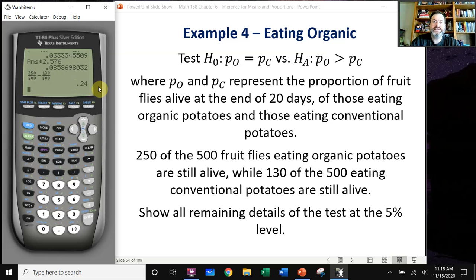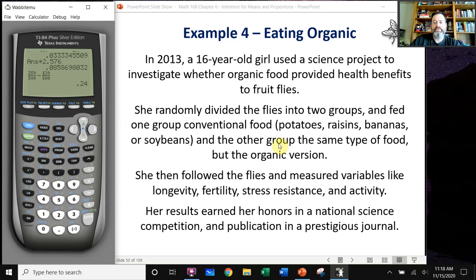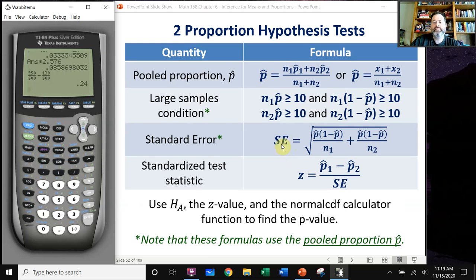Next up, standard error. So before we do the standard error, let's go back and look at the formula. And I'm not checking that the samples are large. You can see that they're large, right? 250 is bigger than 10. 130 is bigger than 10. Right? So this is fine. You don't have to check this, but you may be asked to check it. I'm just not going over it. There's just no time.